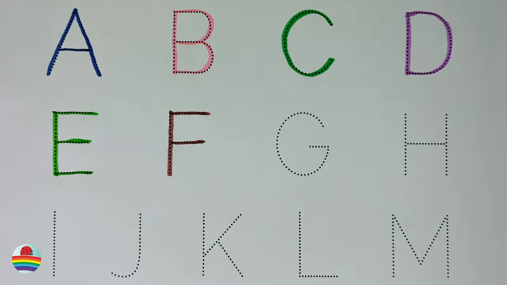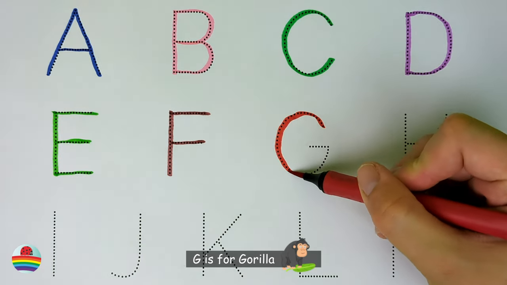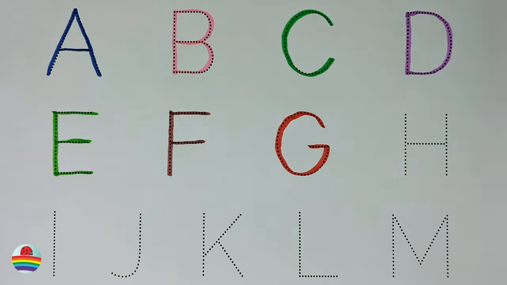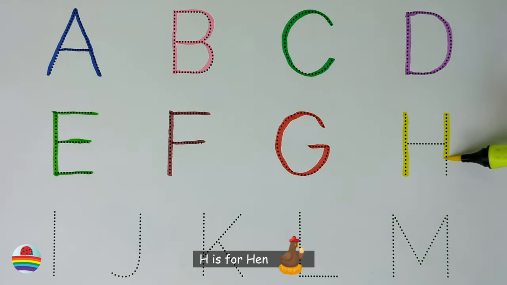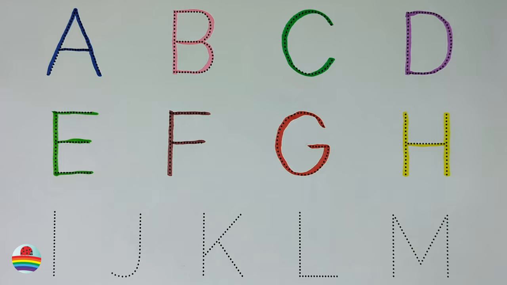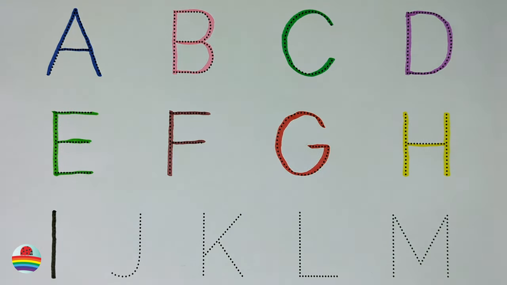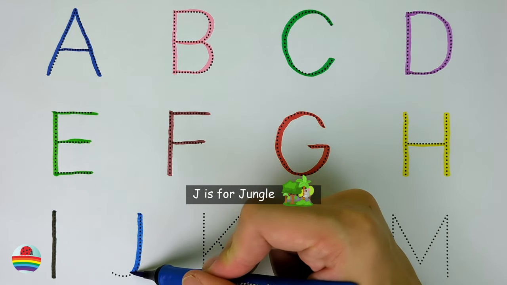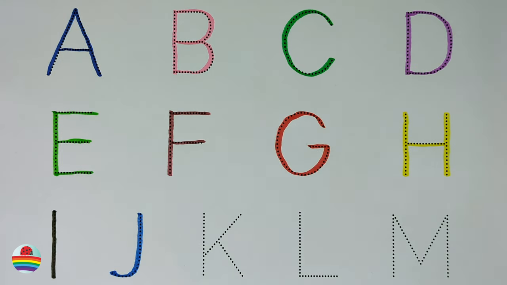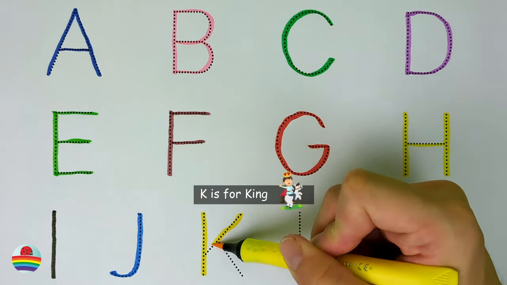G is for gorilla. H is for hen. I is for igloo. J is for jungle. K is for king.